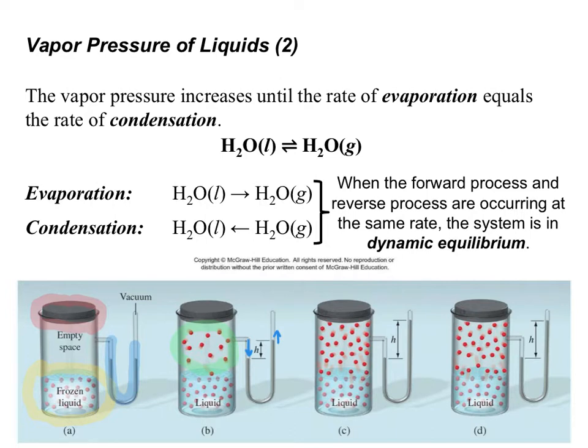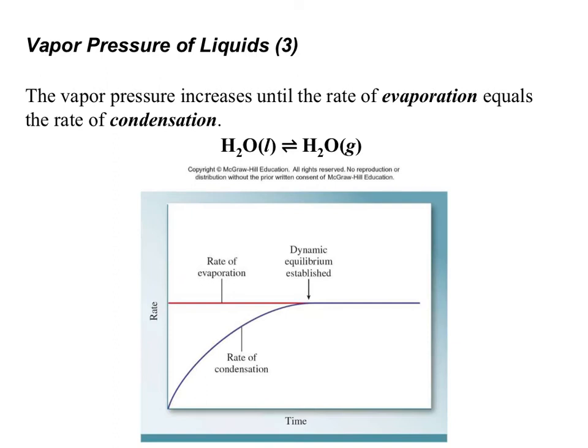This will continue to increase until you reach an equilibrium where you have equal amounts of evaporation as you have condensation. This is when your pressure will not change anymore and you have reached your maximum vapor pressure at that temperature. The vapor pressure increases until the rate of evaporation equals the rate of condensation. So in other words, the rate of evaporation remains constant until the rate of condensation reaches the same rate as evaporation to reach an equilibrium.